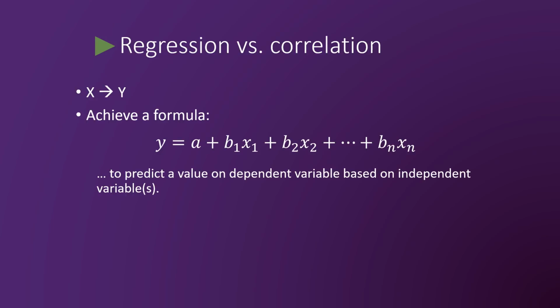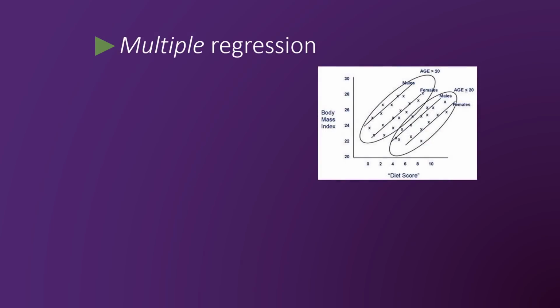All right, so the x's all refer to the scores on that particular variable, and the b's all refer to the slopes that are associated with that particular variable. In other words, how much they contribute to explaining the dependent variable, in other words, our y here. So we achieve a formula to predict a value on a dependent variable based on independent variables, plural. And so we're talking about multiple regression today.